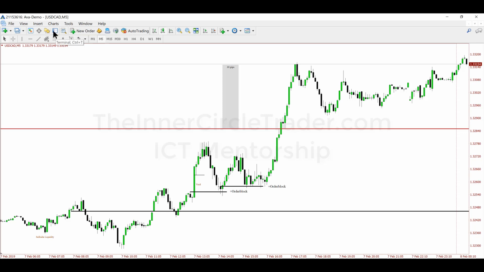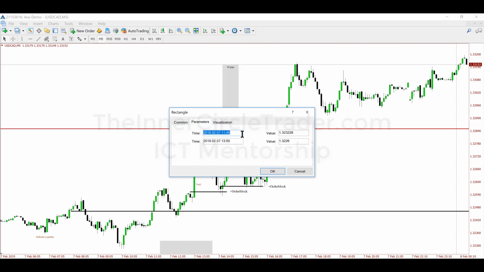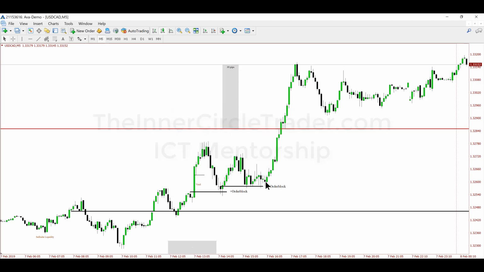I mentioned that it would have to happen during a kill zone. Okay, and we're just going to put the parameters as such. Very simple, run-of-the-mill New York open session. All right, so here we have the inefficiency formed during New York.